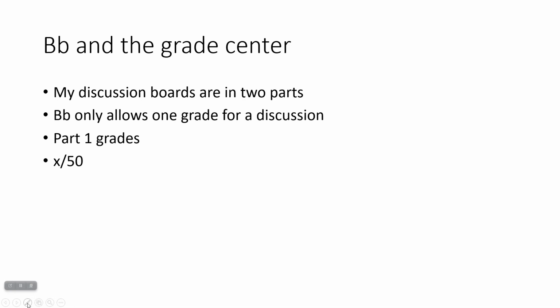And so I've graded the first part. Let me get my pointer. I graded that out of 50 points. And so you'll see that you received a grade of like 45 out of 50. What that means is that you have an A minus for the first part. And then I'll update the grade for the second part Wednesday when I grade.